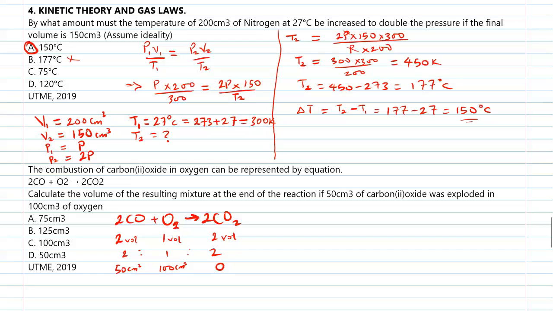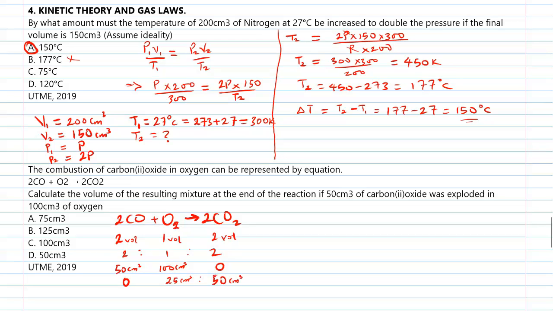At the end of the reaction, all of the carbon(II) oxide has reacted away. Oxygen has used just ratio 1 compared to 2 of carbon(II) oxide. 50 divided by 2 is 25 cm³. The same ratio of carbon(IV) oxide was produced as that of carbon(II) oxide used. This is 50 cm³.